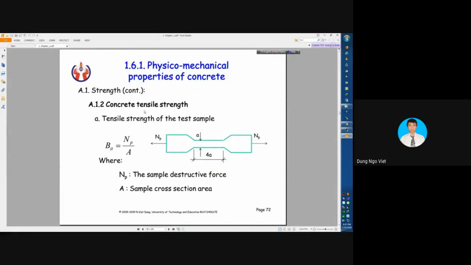Next, we go to the concrete tensile strength. The tensile strength of the test sample. And here we have a test sample with the tensile force in different directions. So here we have the formula to calculate the tensile strength of the test sample, where NP is the sample for destructive force, MT is the destructive force for the sample, and A is the sample cross-section area.